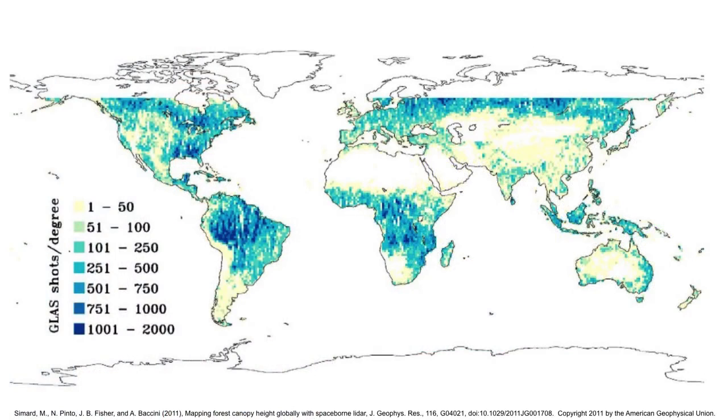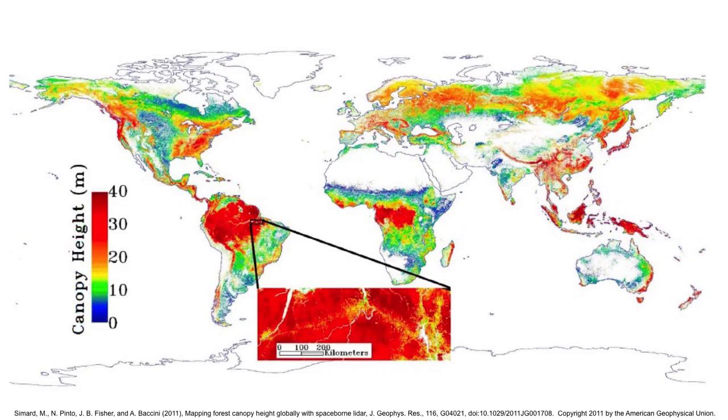This map shows the point density achieved with GLAS over forests, after removal of pulses with too low quality. Even in the regions with the highest pulse density, only a few pulses per square kilometer can be used for forest parameter estimation. Nevertheless, GLAS data can still provide useful information on forest structure. This map shows global forest height estimated using GLAS data in combination with data from other satellite sensors.